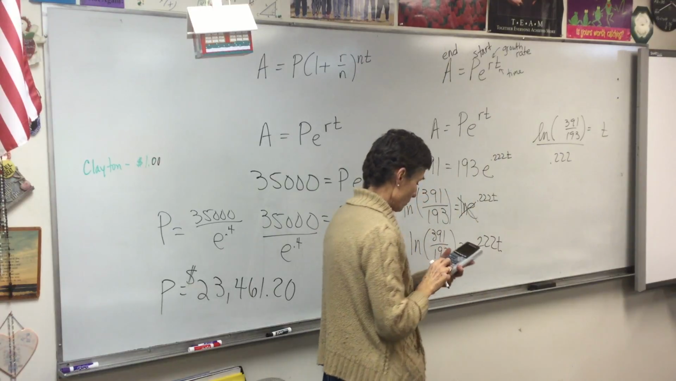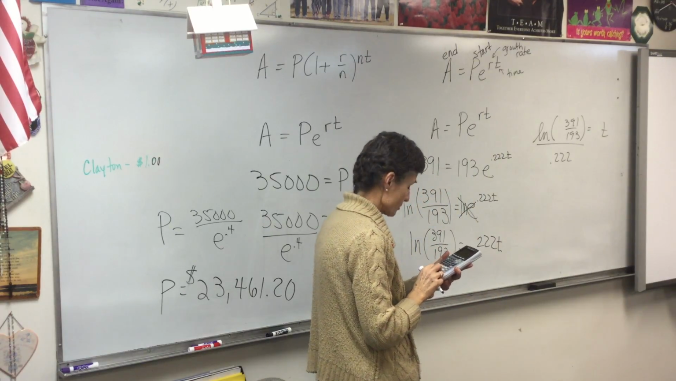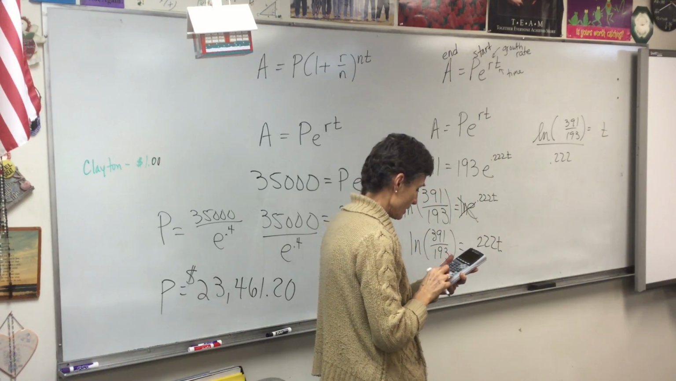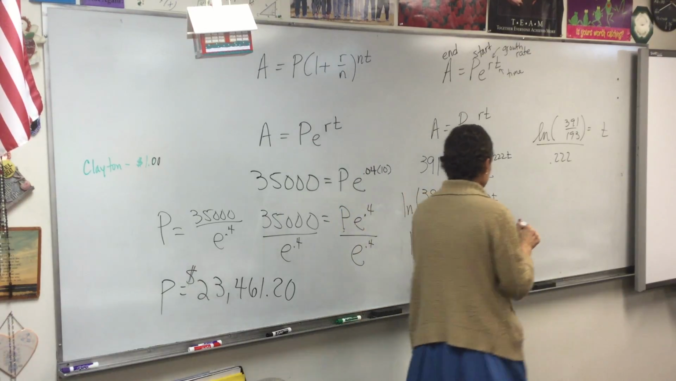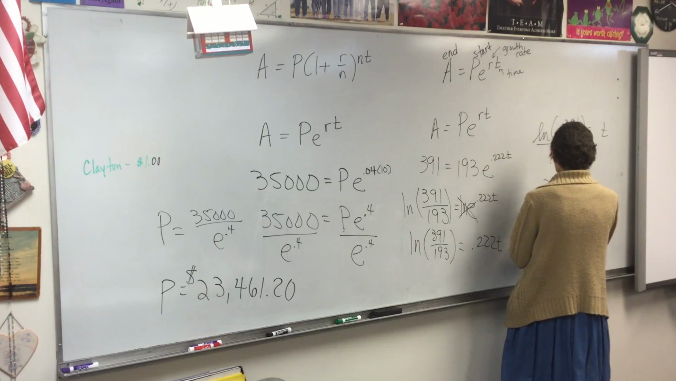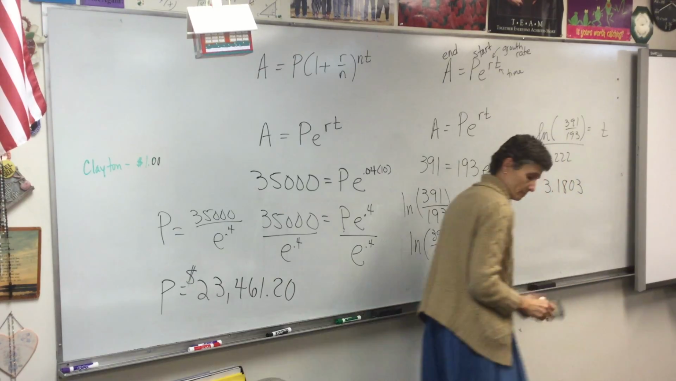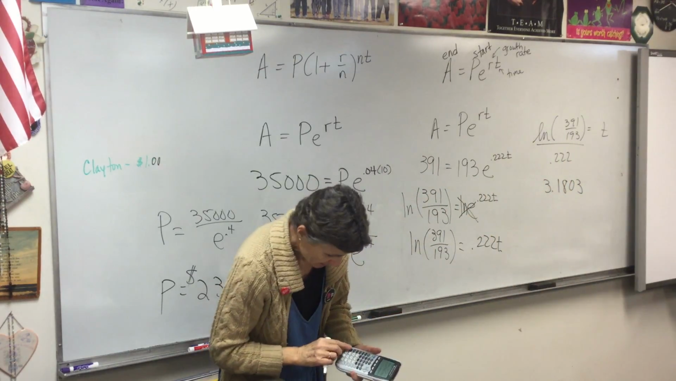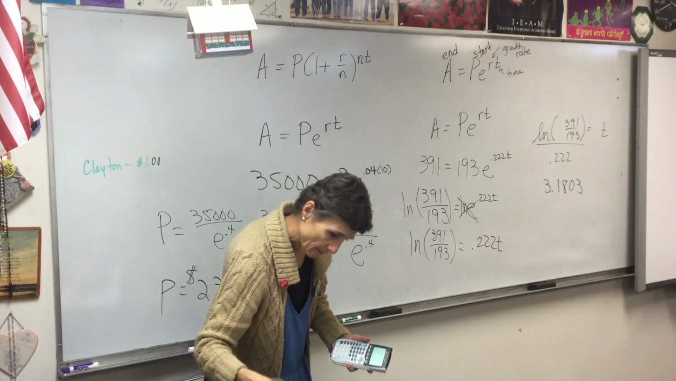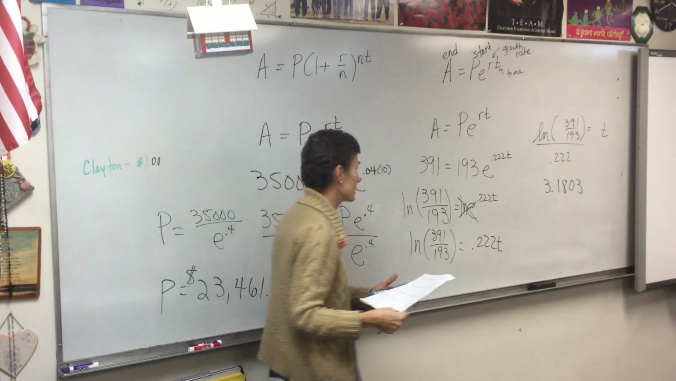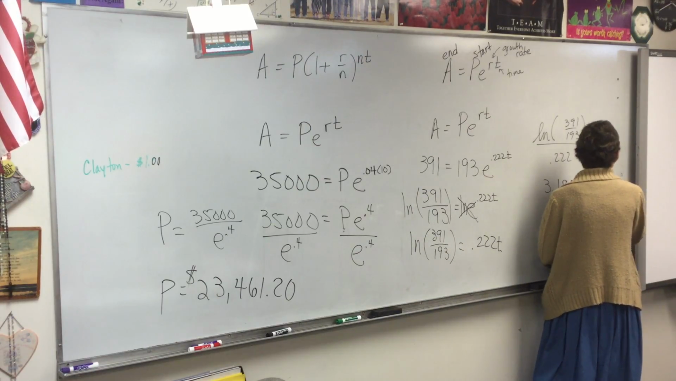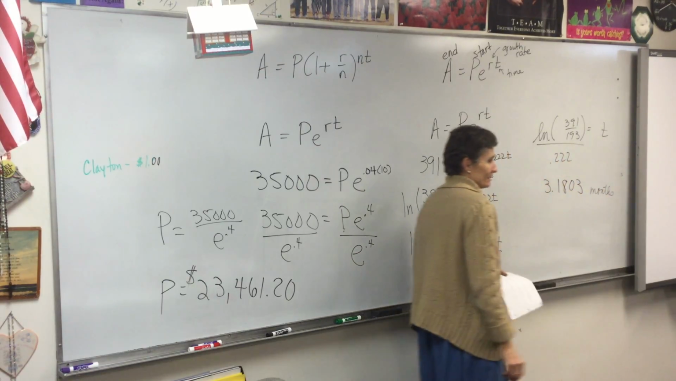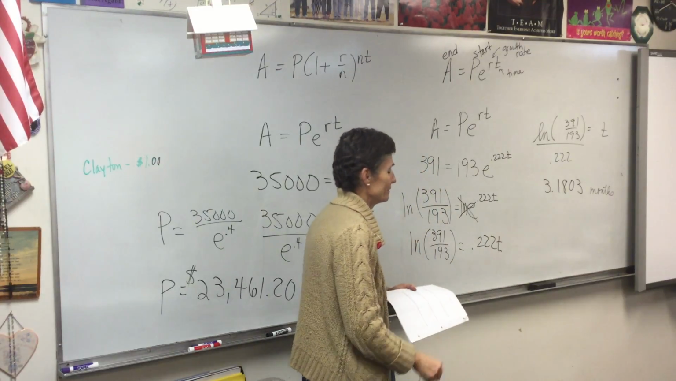So let's see what we come up with. Those of you with calculators, it'd be great if you typed in with me. I got 3.1803. And again, did I put a time in there or not? Nope. So I might say this one is months. I am totally making that up, but I need some kind of label on it.